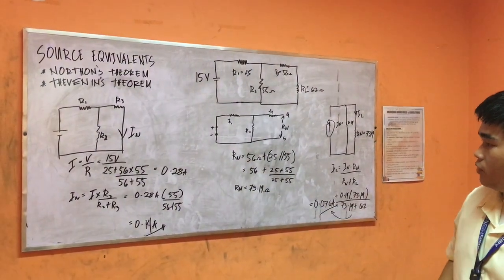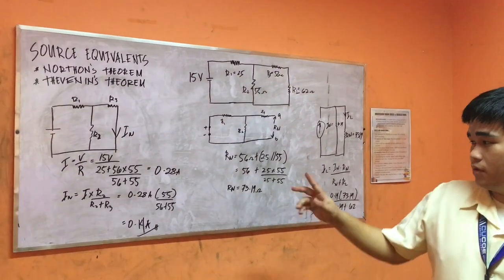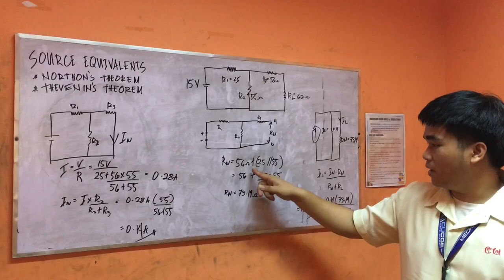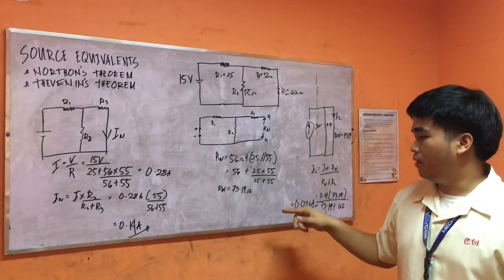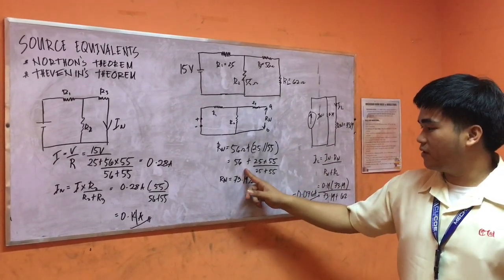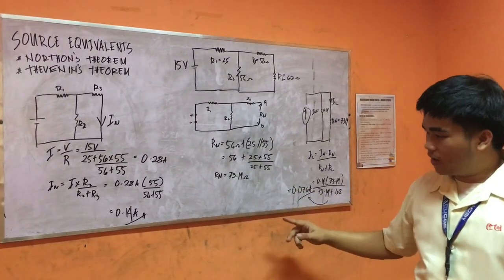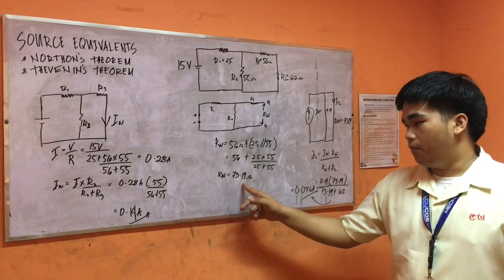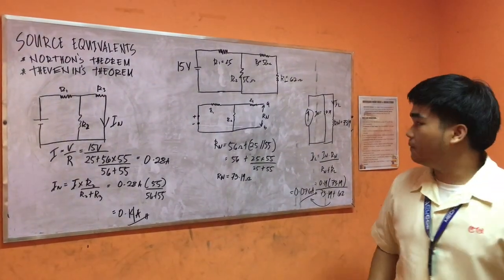To get the resistance of Norton, we have this solution. This 56 ohms plus 25 ohms parallel to 55 ohms, then distribute. So we have 56 ohms plus 25 times 55 over 25 plus 55, and our answer is 73.19, our Norton's theorem resistance.